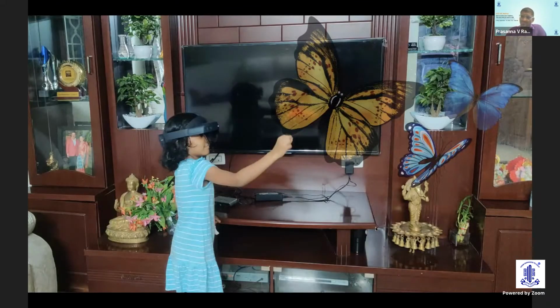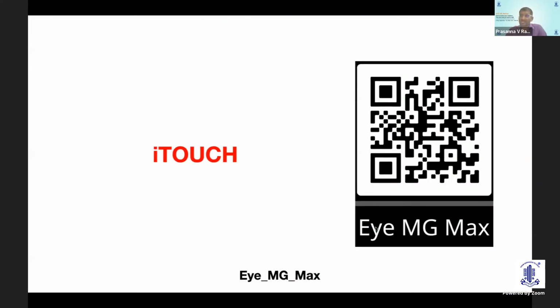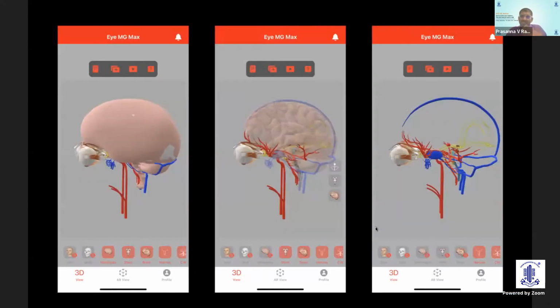This is my daughter using it for her purpose. I think that's the idea about it. So the residents can use it for their purpose, and there are not many other glaucoma simulators.